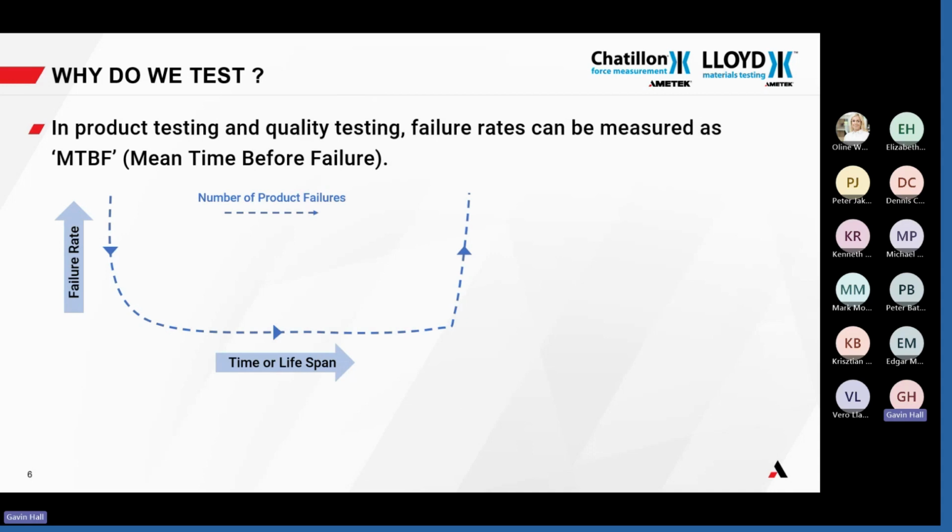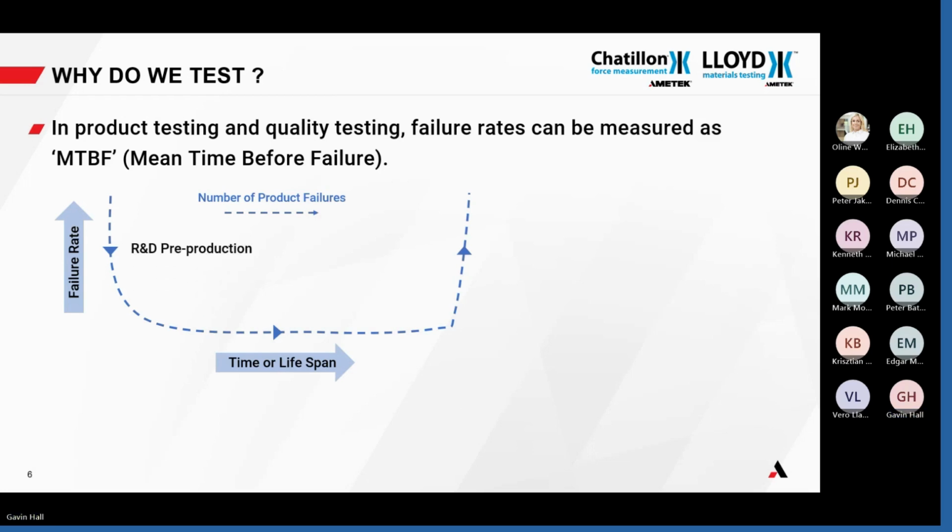If we consider what some people call the bathtub curve, in product and quality testing, failure rates are important and can be measured as MTBF, mean time before failure. If we look at this graph, we've got failure rate up the left-hand axis and a time or lifespan cycle across the bottom axis. And the dotted line indicates the number of product failures.